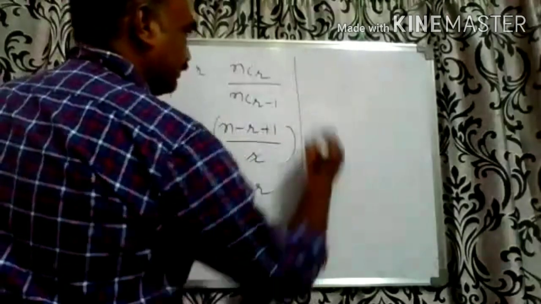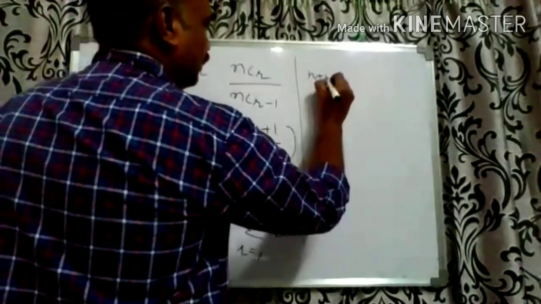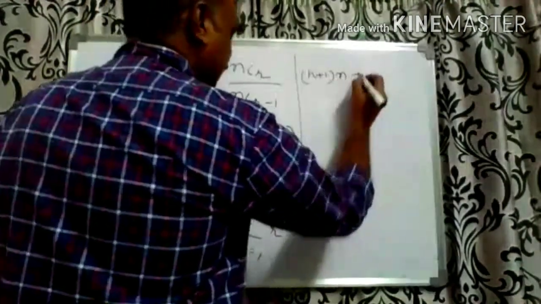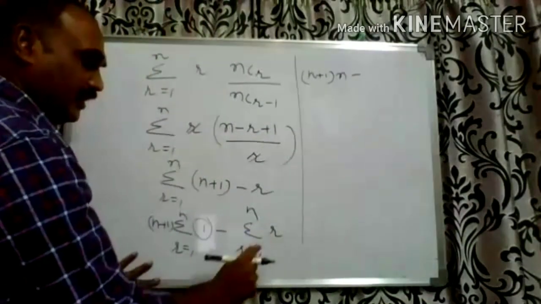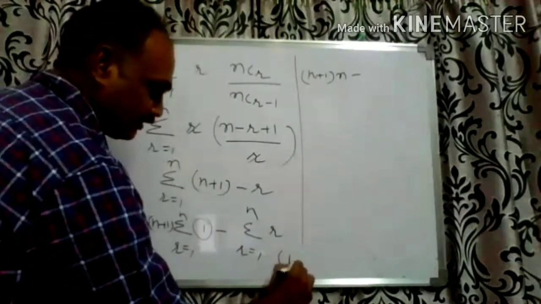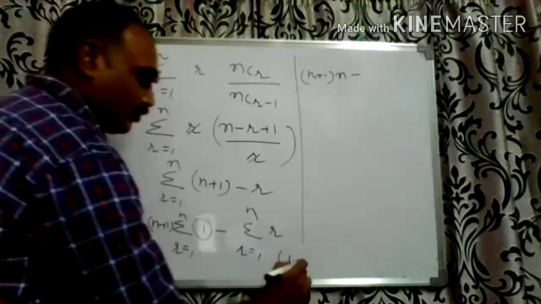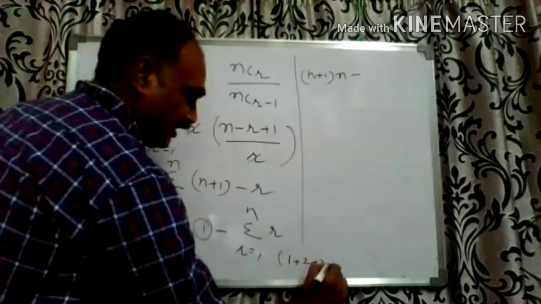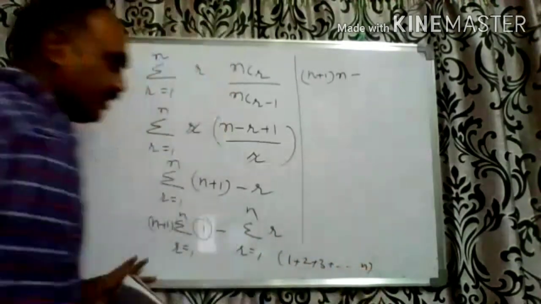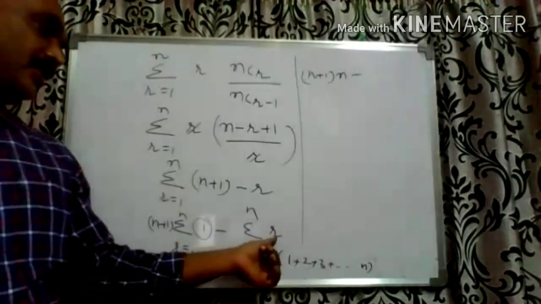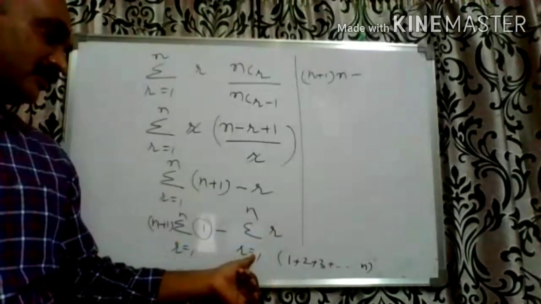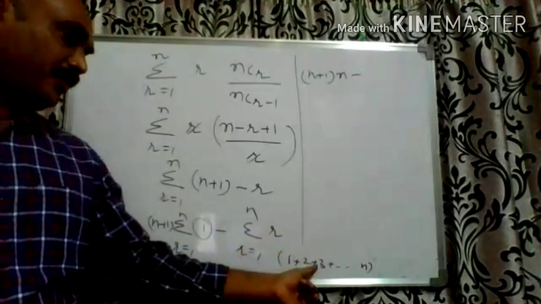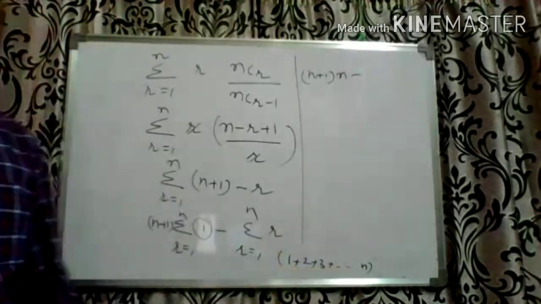N plus 1 into N minus sigma R is equal to 1 to N of R. Substitute R is equal to 1, 1. R is equal to 2, 2 plus 3, etc., up to N. Sigma R is equal to 1 to N, first substitute R is equal to 1, 1 plus 2 plus 3, etc., up to N. Sum of first N natural numbers.